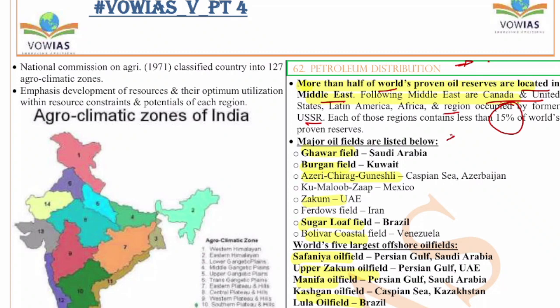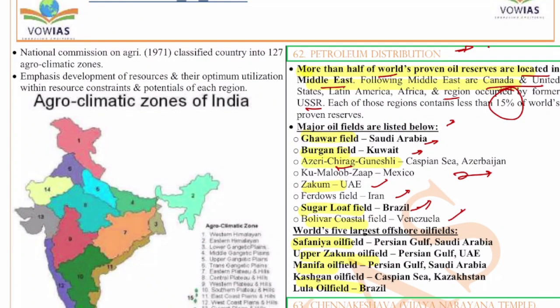Major oil fields of the world: the Ghawar field in Saudi Arabia, the Burgan field in Kuwait, the Azeri Chirag Guneshli in the Caspian Sea, which belongs to Azerbaijan, the Zakum in UAE, which is a famous field, the Fedos in Iran, and the Sugarloaf field in Brazil. Here is how you can remember it: sugar is mostly associated with Brazil, the world's largest sugarcane exporter. So Sugarloaf field, Brazil. The Bolivar coastal field, Venezuela. These are the important oil fields.